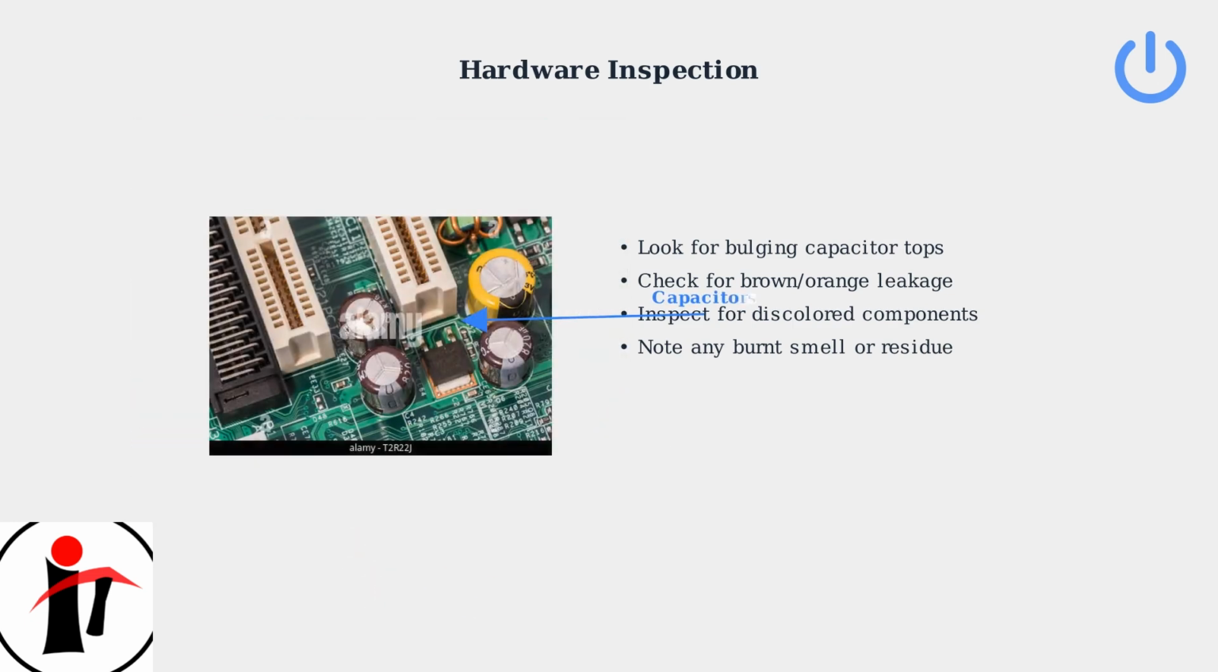Circuit boards contain multiple capacitors of different sizes and voltages. The larger cylindrical components are typically the primary suspects when power issues occur. Failed capacitors often show visible signs of damage.